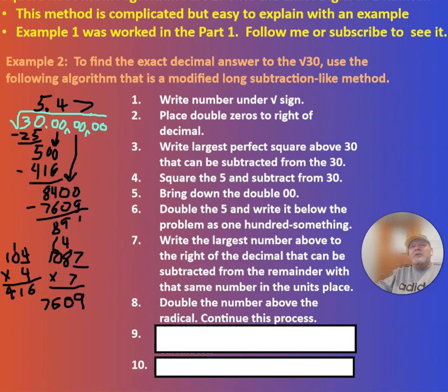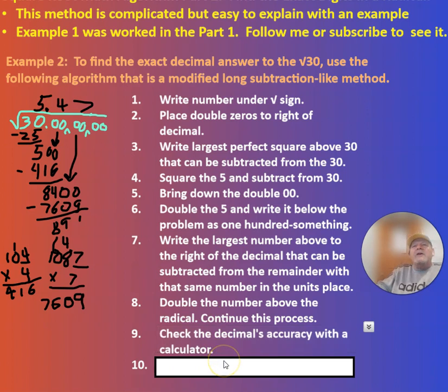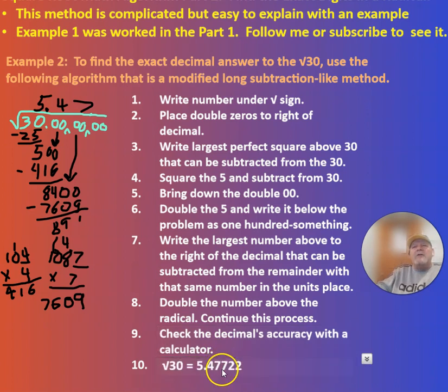And usually you're going to round to the nearest tenth or the nearest hundredth. So we can keep going, but the numbers start getting big. Then we can take a calculator and check it for accuracy on the calculator, and it's 5.47722.